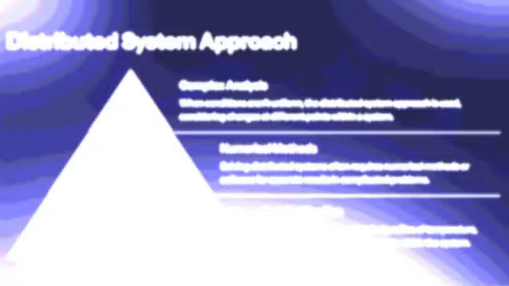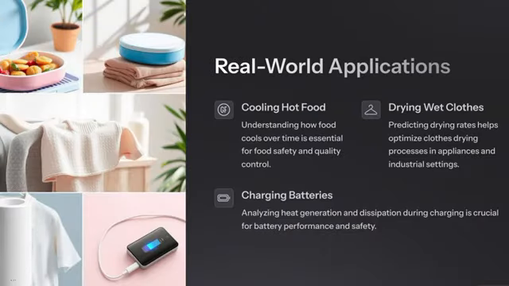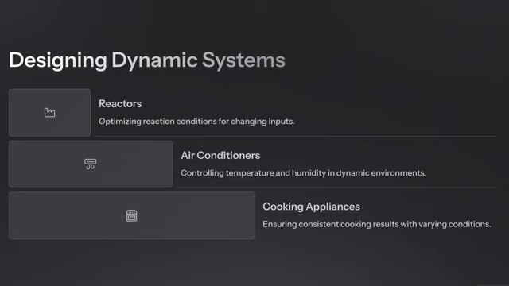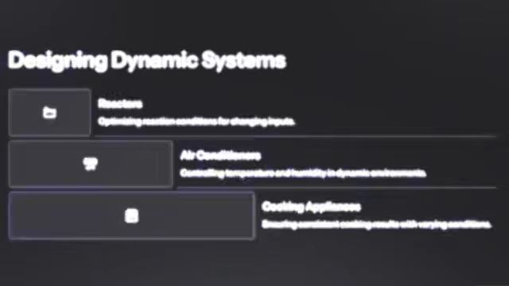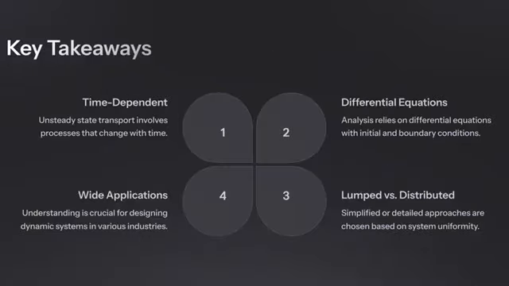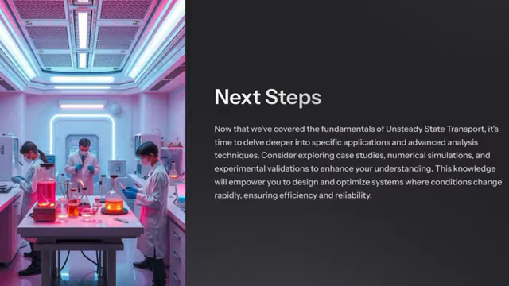Think about cooling hot food, drying wet clothes, or even charging batteries, all involve changes with time. And it's essential for designing systems where conditions change rapidly, like reactors, air conditioners, or even cooking appliances. So, Unit 4 is about understanding how transport processes evolve over time and using equations to predict those changes. Yep, and now we're ready to move on to the next part.